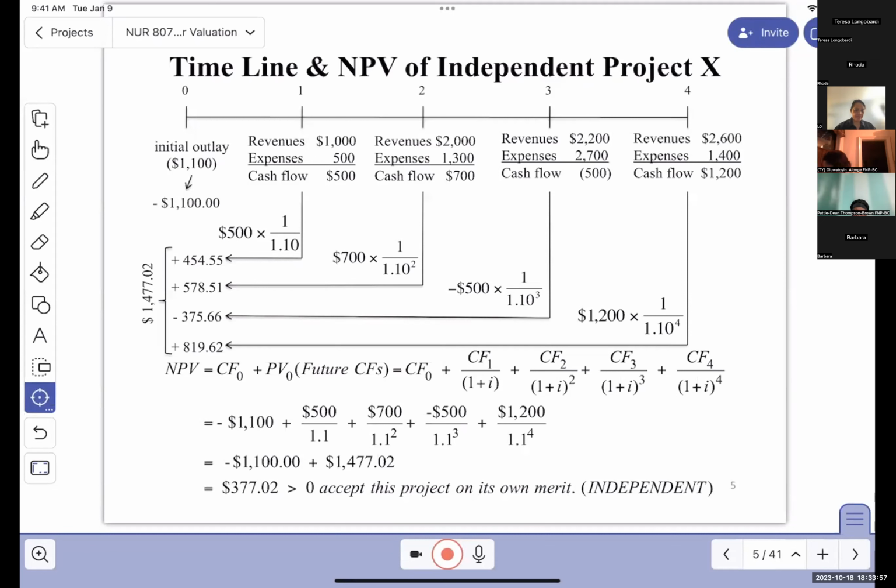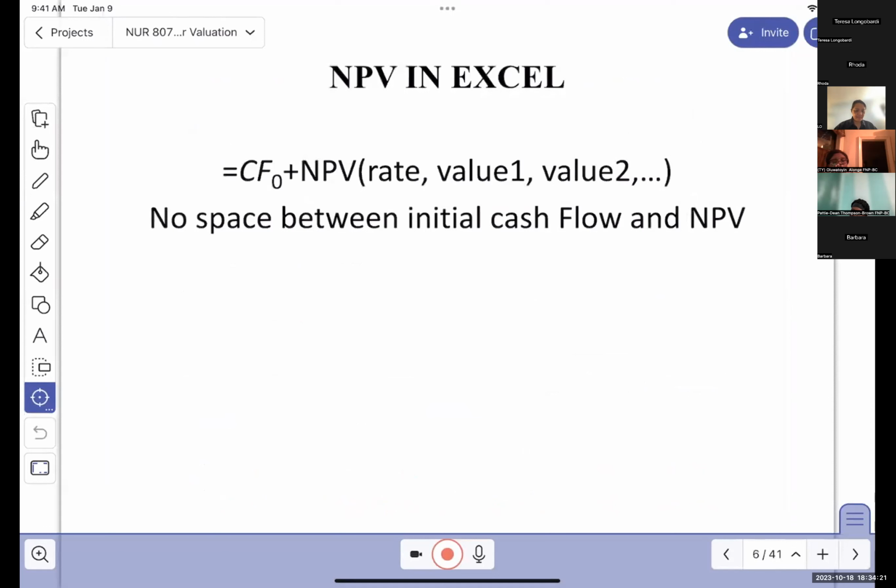Is that okay? Thank you. Yeah, of course, I see it. And since the NPV is 377.02, this is greater than 0, so we accept this project on its own merit, independent project analysis. We don't compare it to anything else, just to 0. Okay, so there's the formula. I'll add in the other bit, and I'll put that image there later, like the one on the spreadsheet.